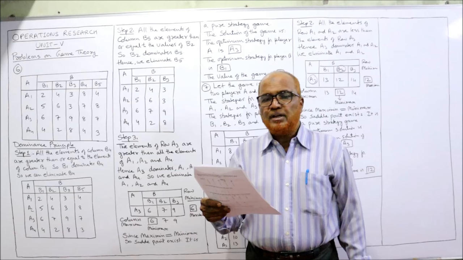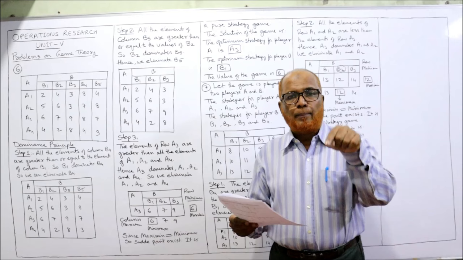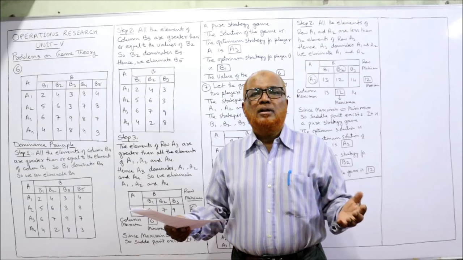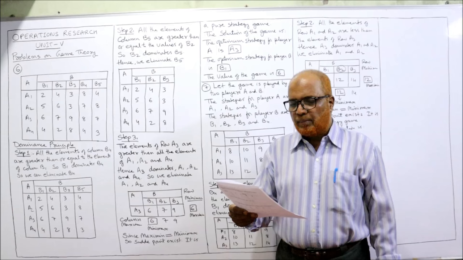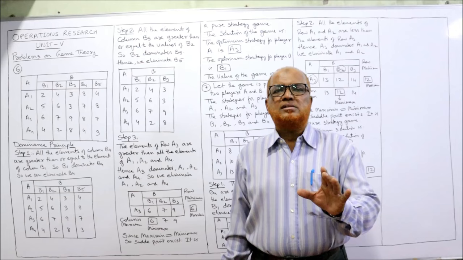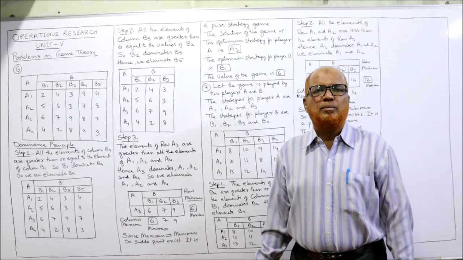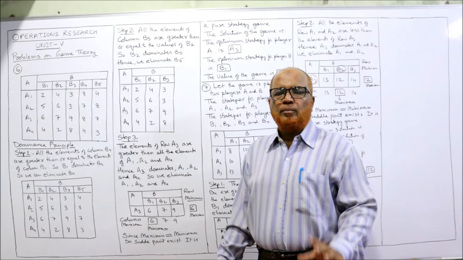Using the dominance property, it is specifically given in the problem that you have to apply the dominance property. What will happen when we apply the dominance property? The form of the matrix will get reduced. Some of the rows and some of the columns will be eliminated. Then obtain the optimum strategy for both the players and determine the value of the game. So the new point in this problem is that it is asking you to apply the dominance property and find the optimum solution for both the players. That is a new point, right? So I'm going to explain how to apply the dominance property.